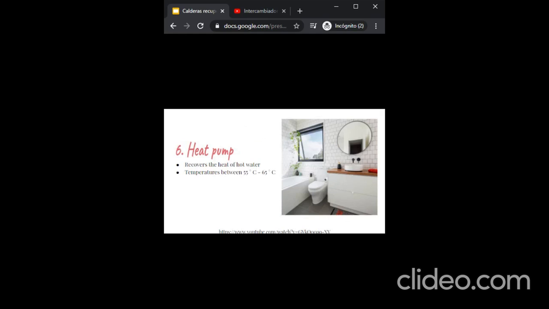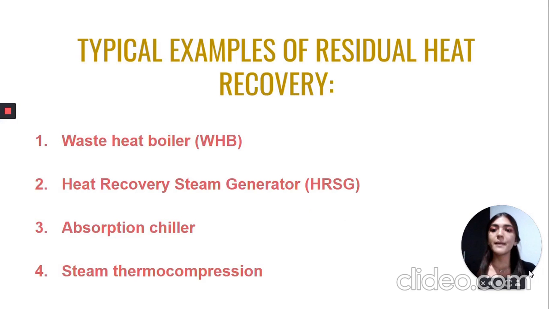And the last one, we have the heat pump that recovers the heat of hot water, at temperatures between 55 and 65 degrees Celsius. This has gained a lot of strength in recent years, since it's friendly to the environment and is also very profitable for places where there are changing seasons, since the heat pump serves both to cool and heat interiors. When the system is cooling, the heat that is thrown outside could be used by another process that needs that energy.